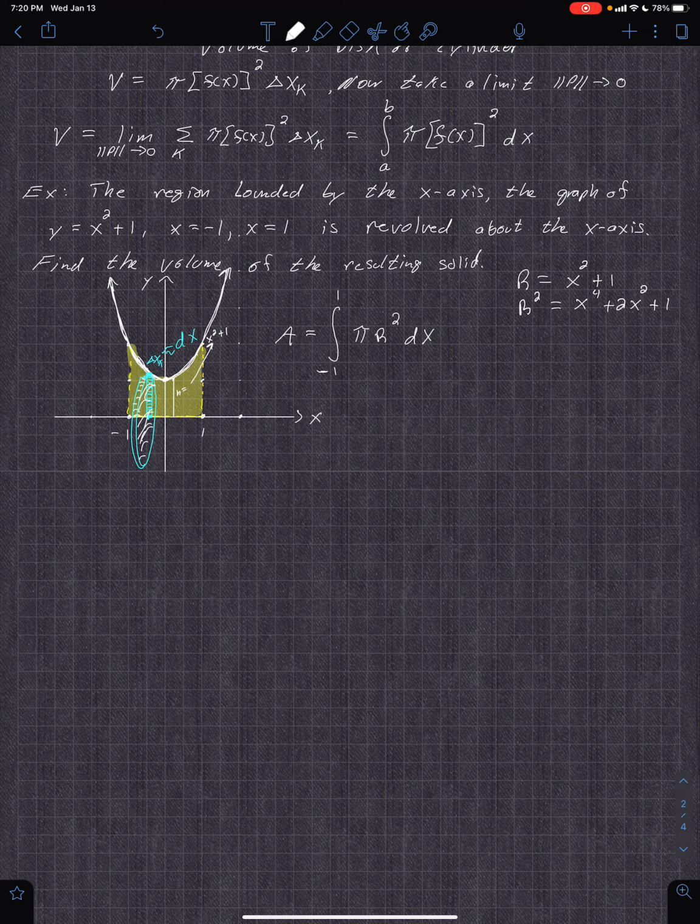Actually, I don't think I showed that step, but okay, so that's equal to, you can factor out the pi, from -1 to 1, and it's x squared plus 1 quantity squared dx.